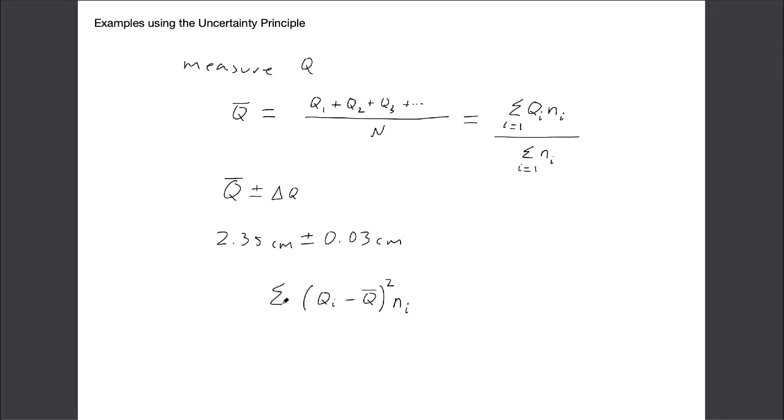So we sum over all possible i values, 1, 2, 3, 4, 5, of these deviations squared. We multiply by this little n, which just tells us how many times this particular thing occurs. And then we divide by the total, which we can write as the sum over all those little n's.